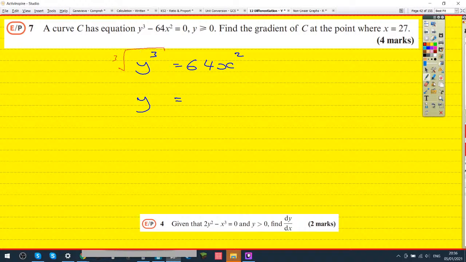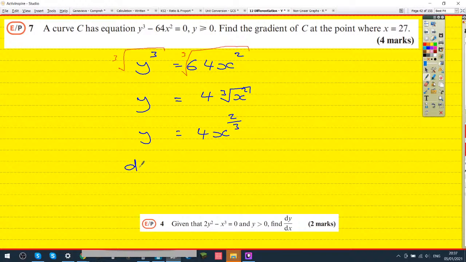Okay, so it'd be y equals 4x. So it's like 4 times the cube root of x squared. And any idea how you can write that in index form so it's easier to differentiate? 2 over 3. Well done.